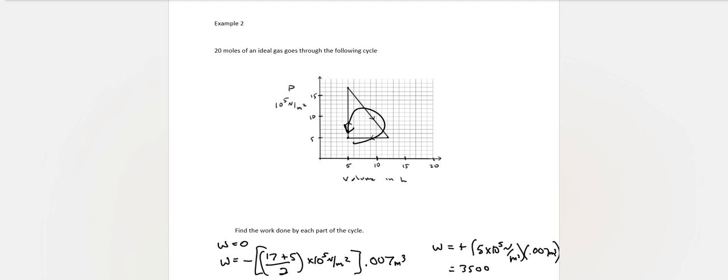And the difference between them has to do with whether or not we're talking about what's called a heat engine or what's called a heat pump. I'm going to save that for another video and just end this one right here. I hope that this helps you understand PV diagrams a little bit better and how to calculate work terms.